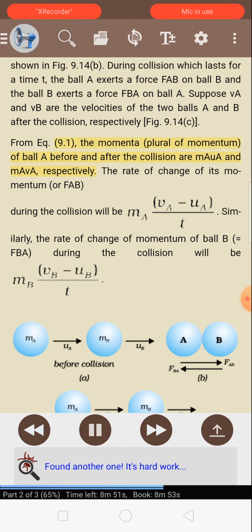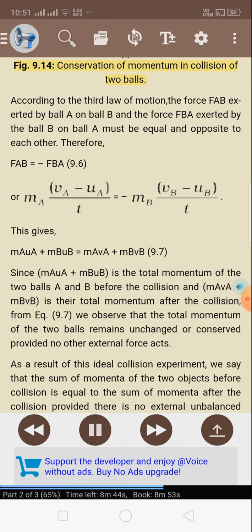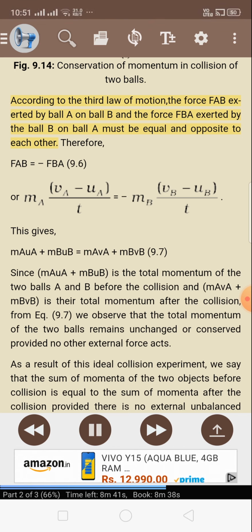From Eq. 9.1, the momenta, plural of momentum, of ball A before and after the collision are mAuA and mAvA, respectively. The rate of change of its momentum, or FAB, during the collision will be. Similarly, the rate of change of momentum of ball B, equal to FBA, during the collision will be. Figure 9.14, conservation of momentum in collision of two balls. According to the third law of motion, the force FAB exerted by ball A on ball B and the force FBA exerted by ball B on ball A must be equal and opposite to each other. Therefore, FAB equals minus FBA, 9.6. This gives mAuA plus mBuB equals mAvA plus mBvB, 9.7.